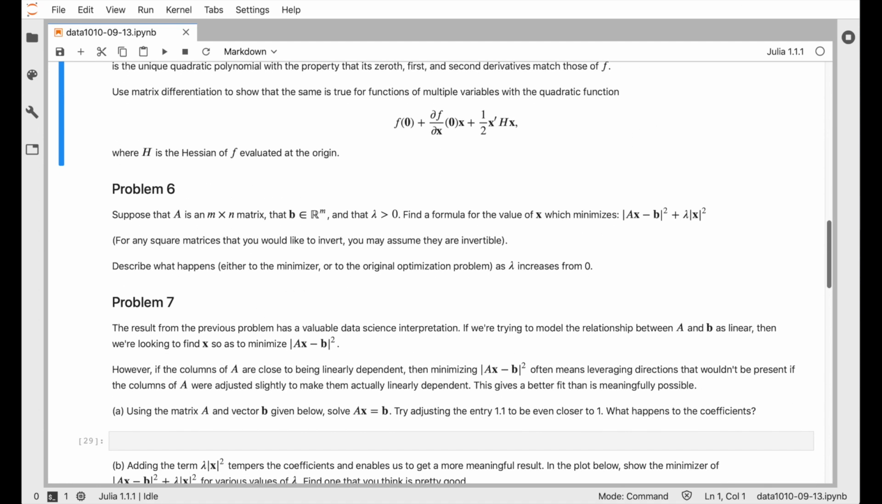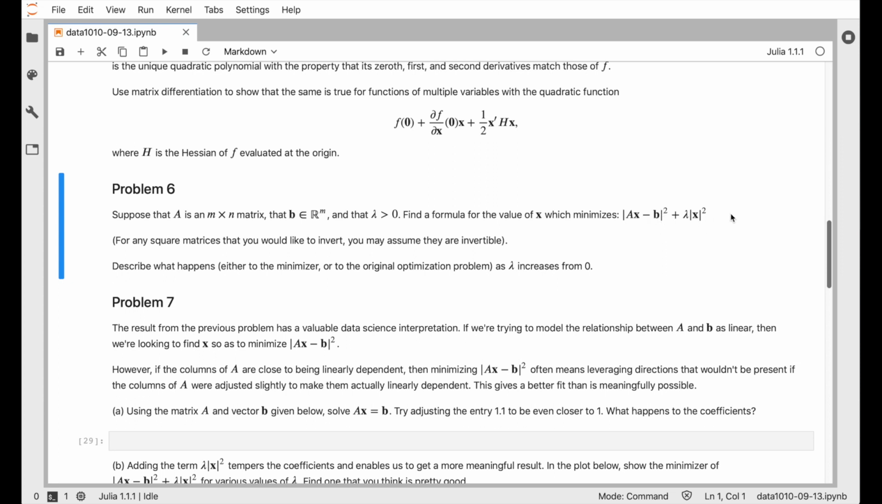In this problem, we'll start to get into applying matrix calculus in a situation that has some real-world applicability. So the idea is that we're looking at this objective function, the norm of Ax minus b all squared plus lambda times the norm of x squared. A is a matrix with some columns, and x is telling us how we're combining those columns in a linear way to try to reach b.